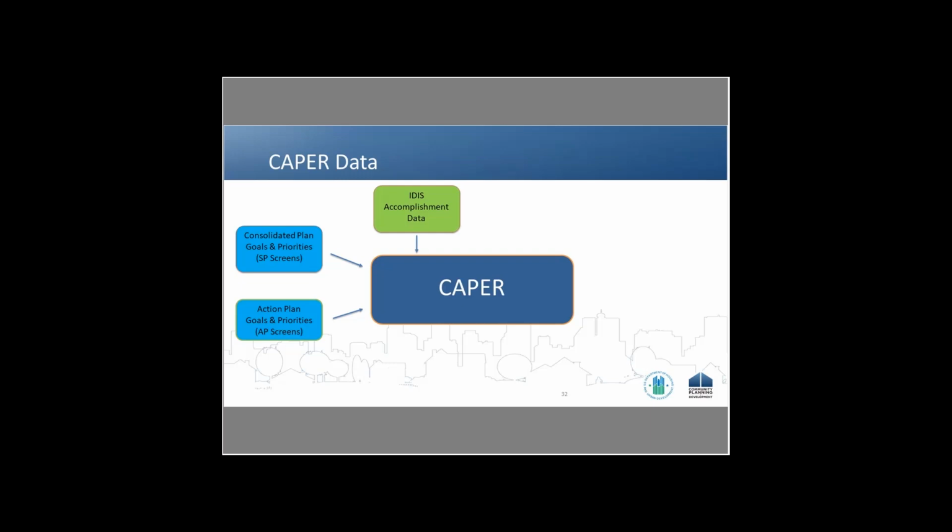Where the rubber meets the road on that is your IDIS accomplishment data, because that's where your activities are, and that is where you're recording what the actual accomplishments and outcomes are. And so all of that IDIS accomplishment data is also flowing into your CAPER.